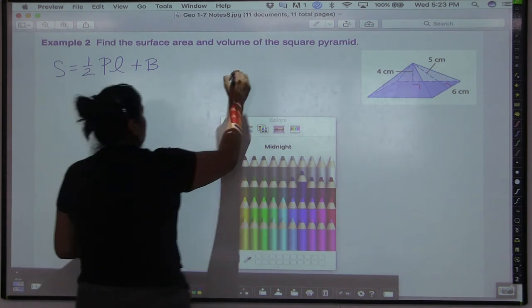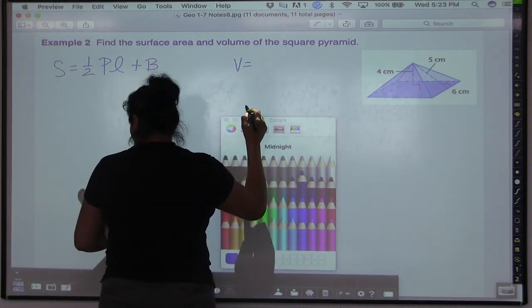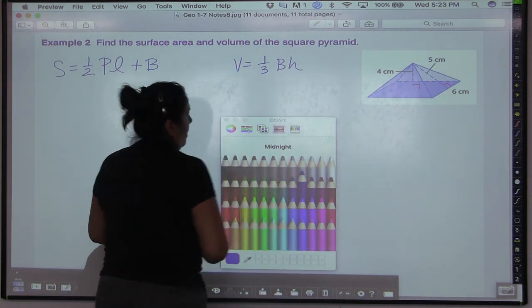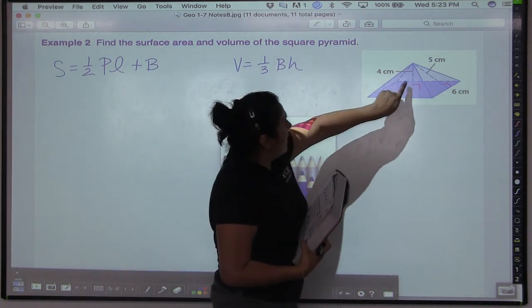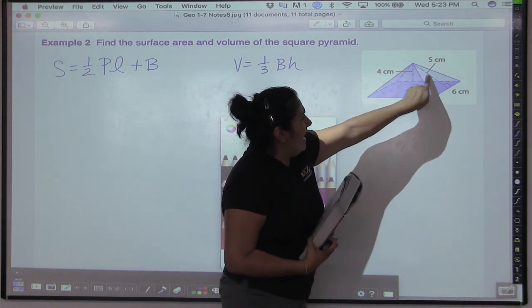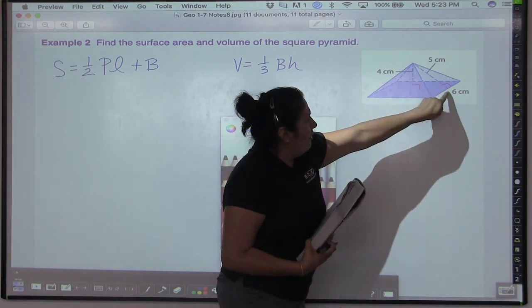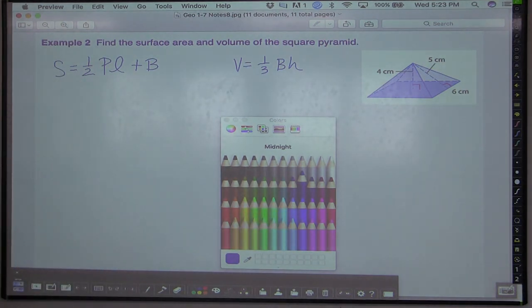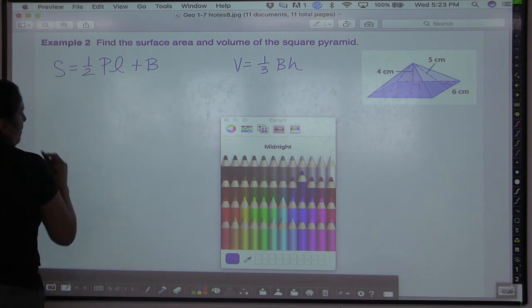Okay, volume is equal to 1/3 B times H. Okay, so notice that the H is right in here. This is the 4 centimeters. That's the height of the pyramid. But this 5 is the L there, the length of the triangle face. Okay, so as I do this, I'm going to try to plug stuff in.